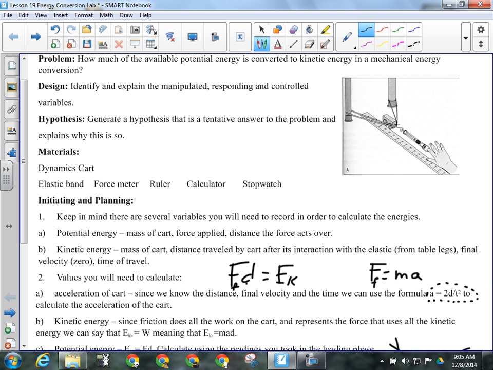Because you can't do it that way. That's just to get your initial force reading. You're going to use the same potential energy on all the trials. We're not changing that.